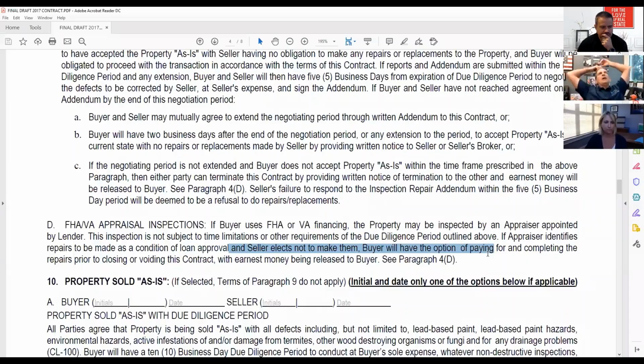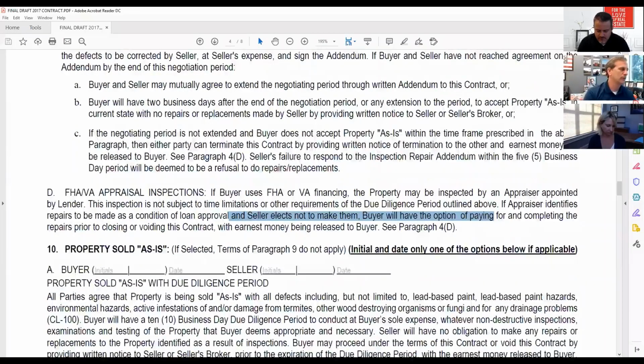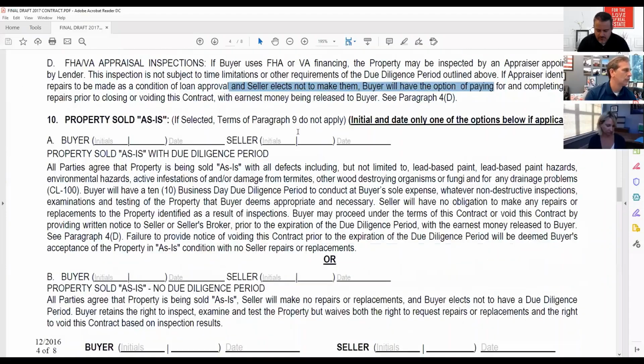So let's say I've done my due diligence and we've come to an agreement as to what you'll repair, and then the VA comes back in and says, in order for you to do the VA loan, this item has to be fixed. Let's say it's a screen on the window that has to be replaced. If the seller says, no, we've already done due diligence and I'm not going to do that, then the buyer, because they can't get the loan unless it's done, can say, okay, I'll pay for it myself, or they can just void the contract and move on. So that's an important exception to the rule.